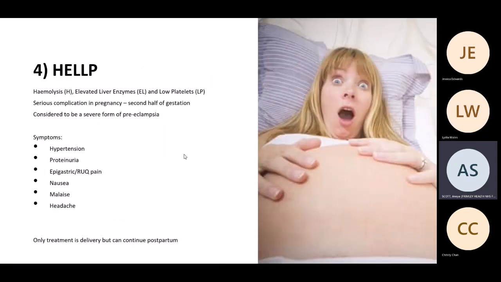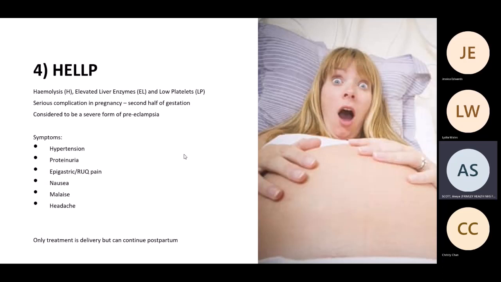And last of the MAHAs that you need to know is HELLP syndrome. So that stands for hemolysis, elevated liver enzymes, and low platelets. So it's quite nice that it tells you what to look out for in the name. It's a serious complication in pregnancy, usually occurs in the second half of gestation, and it's considered to be a really severe form of preeclampsia.